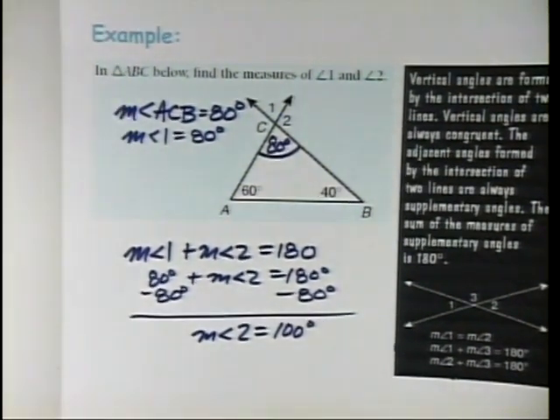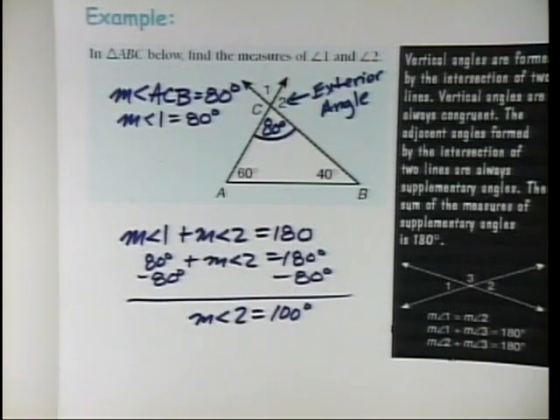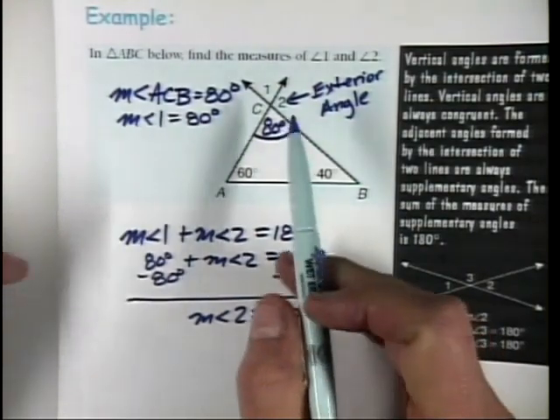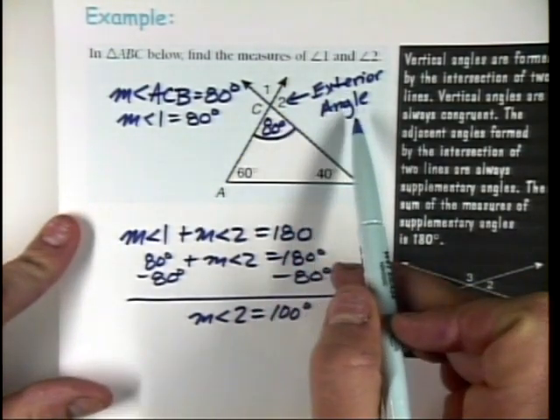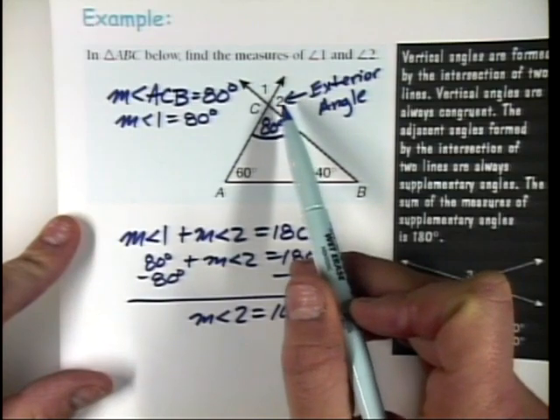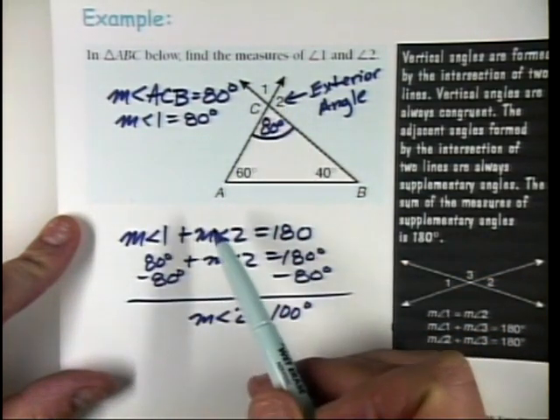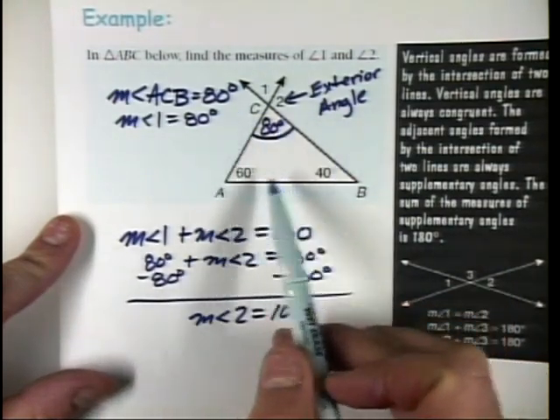Now, let's review another concept from a previous episode. There was another way to find the measure of angle 2. If you remember, angle 2 is called an exterior angle. And we had a little theorem that said the measure of an exterior angle is equal to the sum of the two remote interior angles. Remote meaning further away, and interior meaning on the inside.